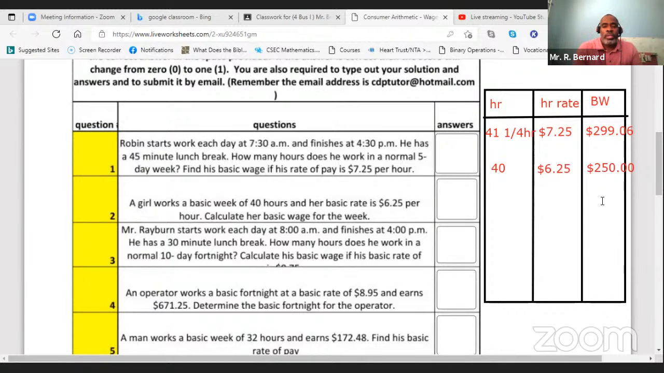All right. So basically, number 3 is like number 1. What difference is that? She had a 30-minute lunch break. How many hours did she work in a normal 10-day fortnight? So basically, when you work out the hours you work for one day minus the lunch break, multiply that by 10, you'll get the hours. Put in a basic rate, right? So 75 cents, multiply, get your answer. Right? So what you tell me before, that's not true.